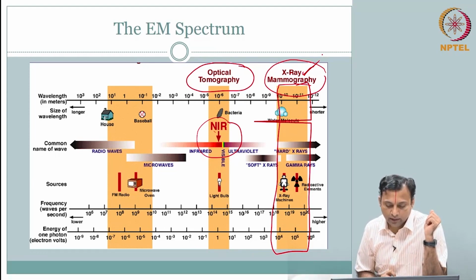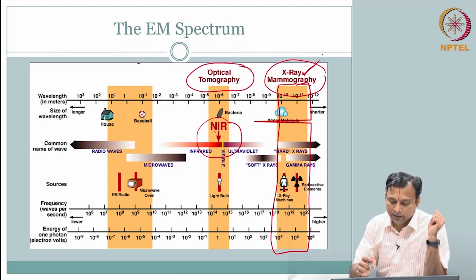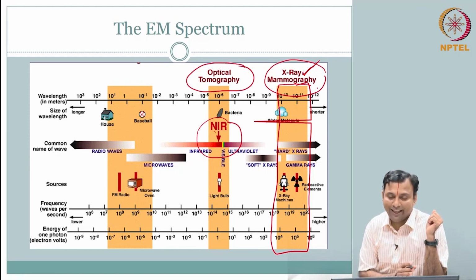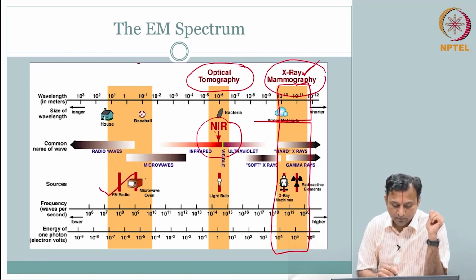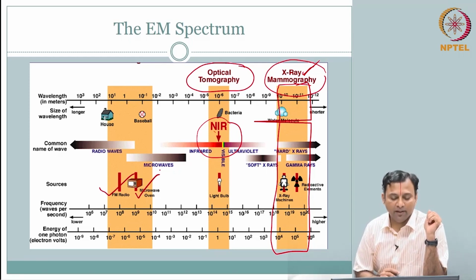Even though I have explicitly outlined only two, you can see that the vast majority of the range is actually used in biomedical imaging. When I say this, these are some items that are not biomedical, right? I mean, a microwave oven, what has that to do with biomedical imaging?